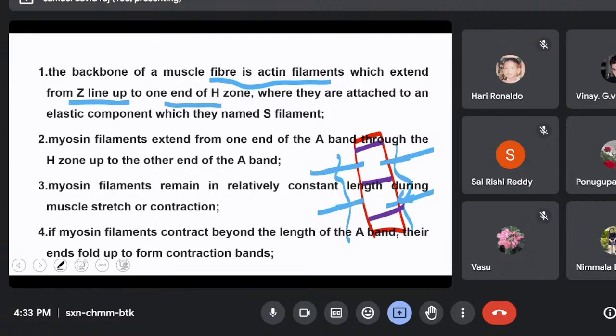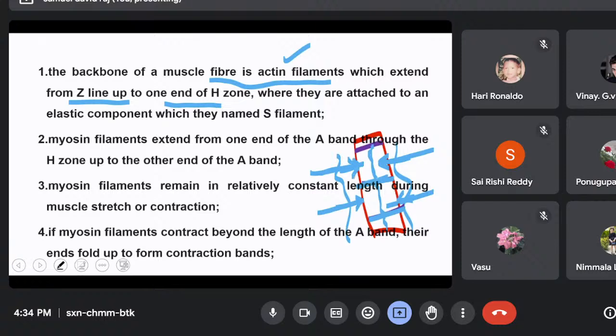Up to Hansen's disc only they extend. That's what they're saying. The backbone of muscle fiber is the actin filament. It extends from the Z line up to one end of the H zone. This is the H zone, where there are no thin filaments, only thick filaments. Myosin is said to be present in this region.